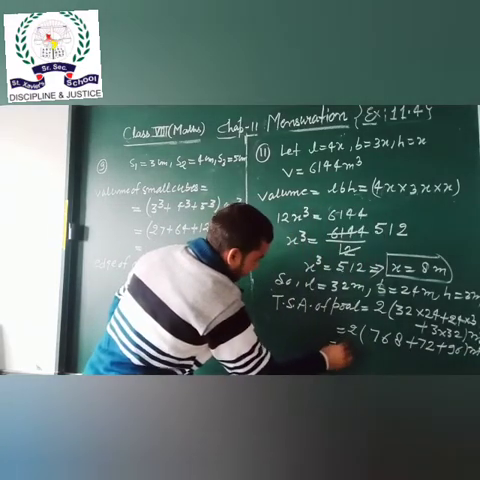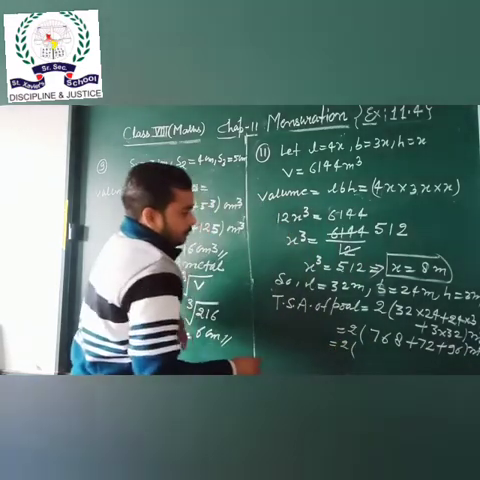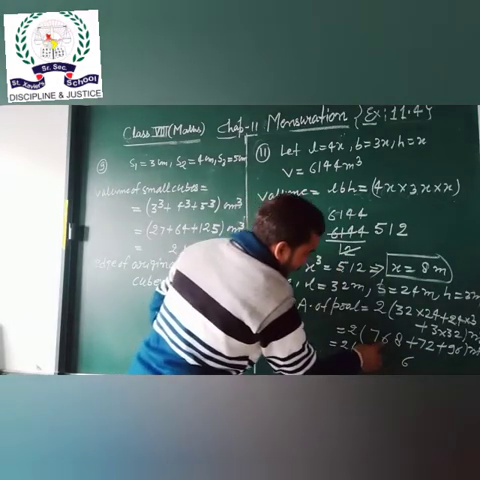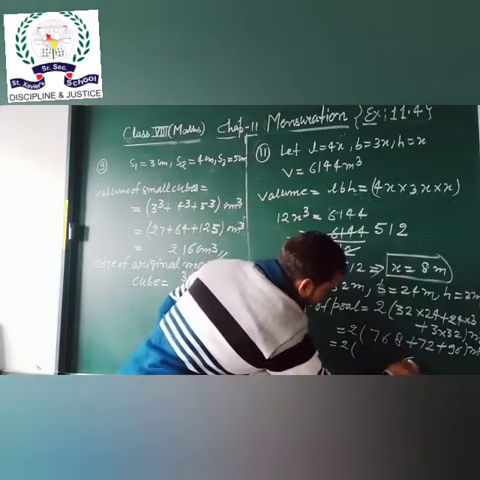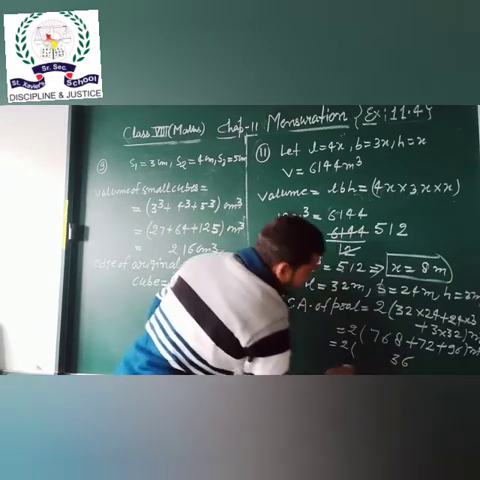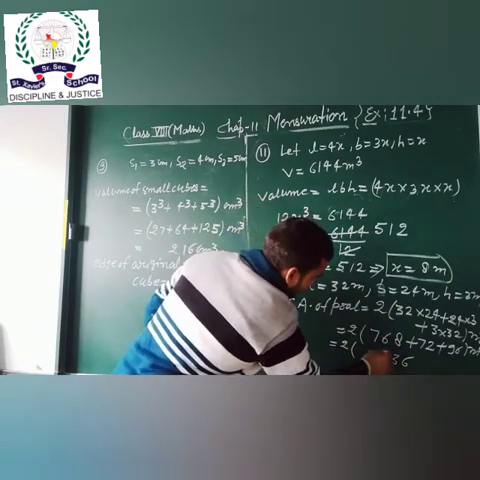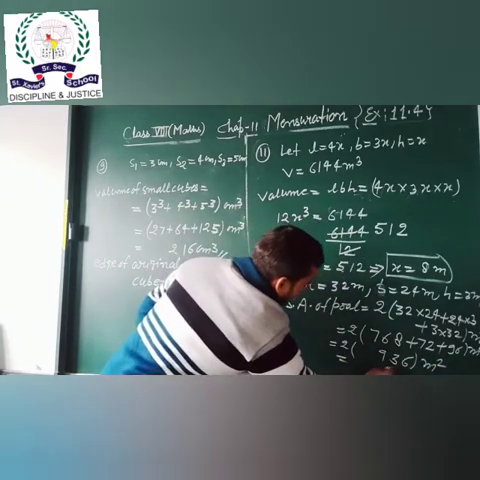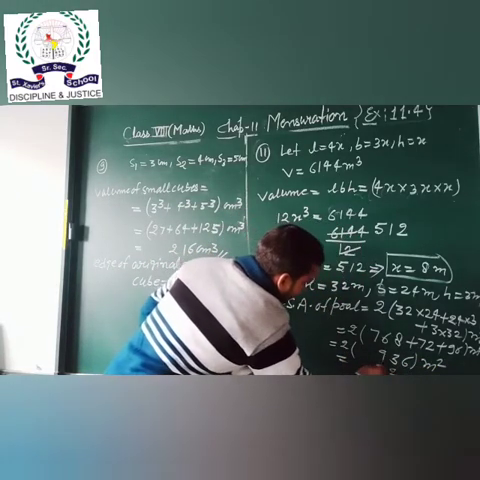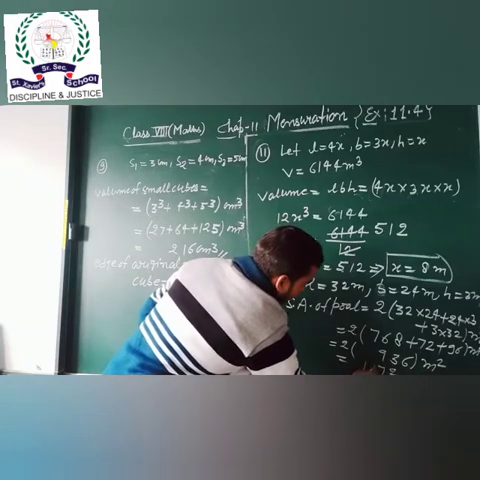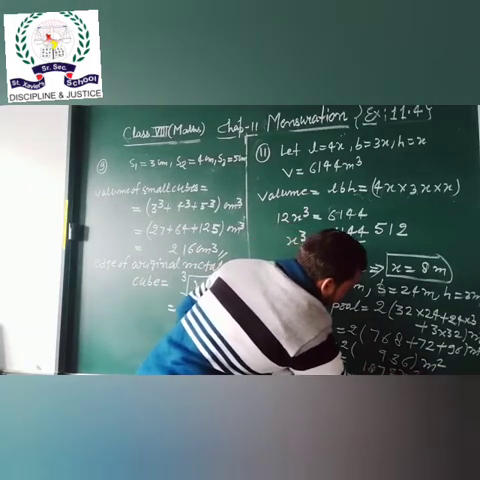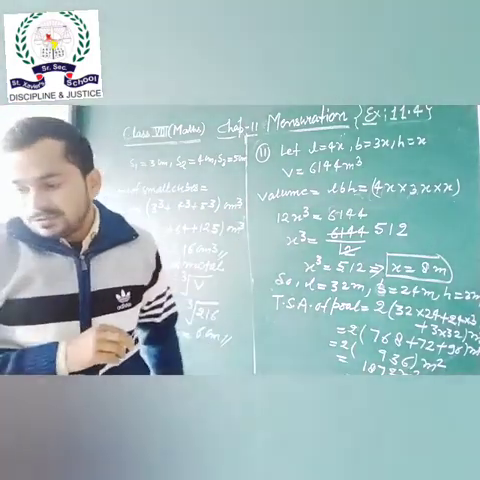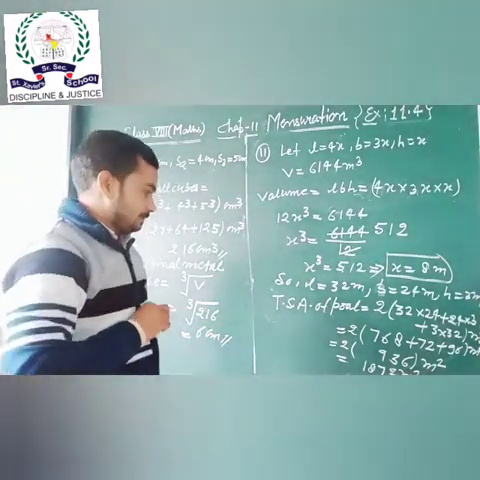Then add: 8 plus 2 is 10, 10 plus 6 is 16, 6 1 is 7, 7 is 14, 14 9 is 23, 2 is carry, 7 2 is 9, 936. Then multiply: 2 6s are 12, 2 3s are 6, 1 is 7, and 2 9s are 18, 1872 meter square. So this is the total surface area of the pool.